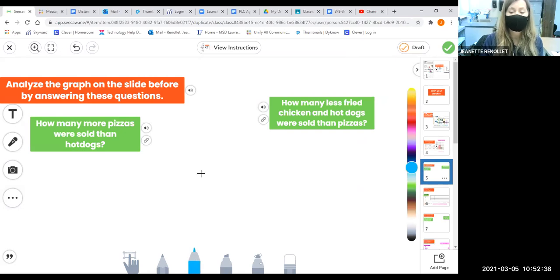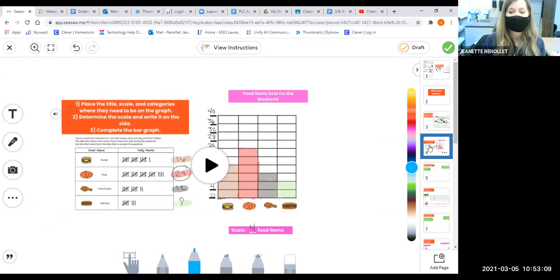On slide number 5, we have some questions about the graph on slide number 4. Number 1 on the left, how many more pizzas were sold than hot dogs? So we have some comparison language here. Pizza compared to hot dogs. I want you to go back to slide number 4 and find the information.